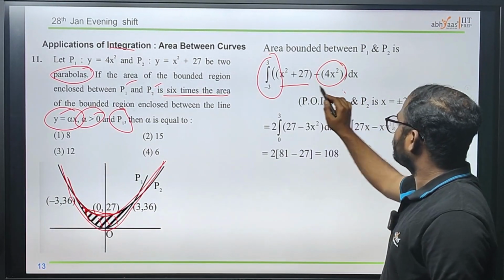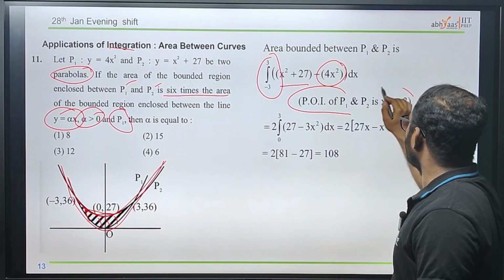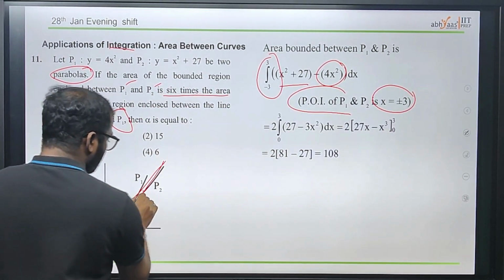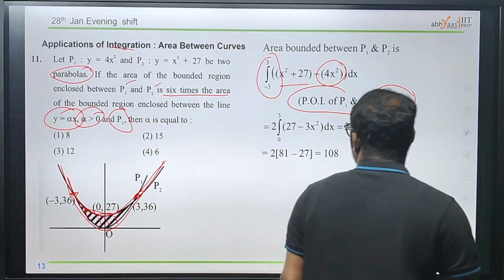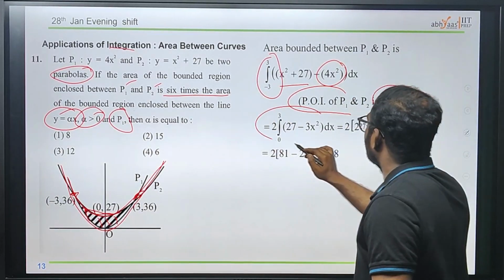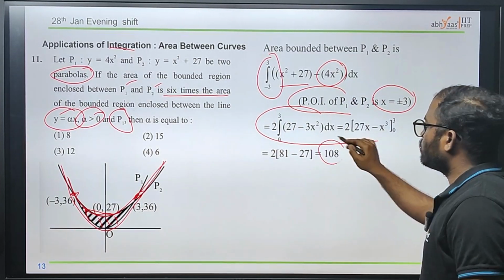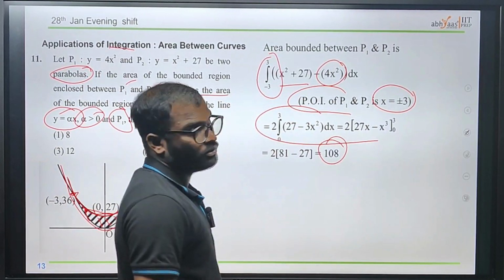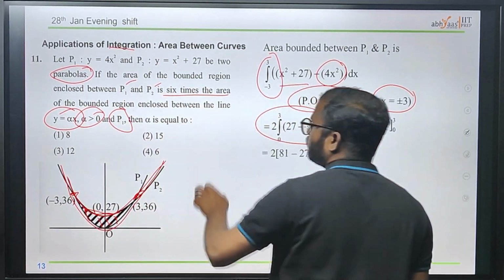The point of intersection of P1 and P2 will be x equal to plus or minus 3. See here, the points of intersection here and here, plus or minus 3 for x. Further simplifications lead to 108. Now we got this area between P1 and P2. Now we need to find 6 times the area.